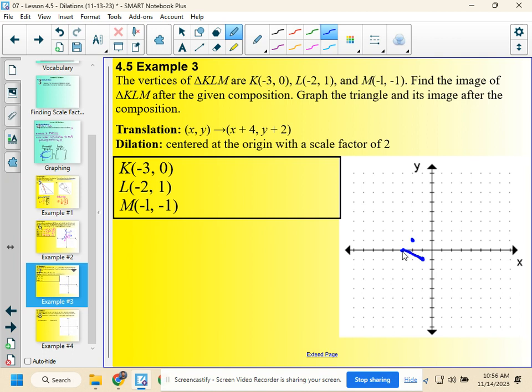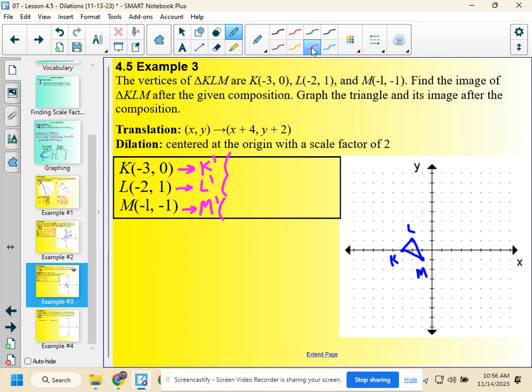So I'm starting with a very small triangle, K, L, M. And remember, in order here, I have to start at the top. Okay, so I'm getting my notation set up. This is going to be K prime, L prime, M prime.